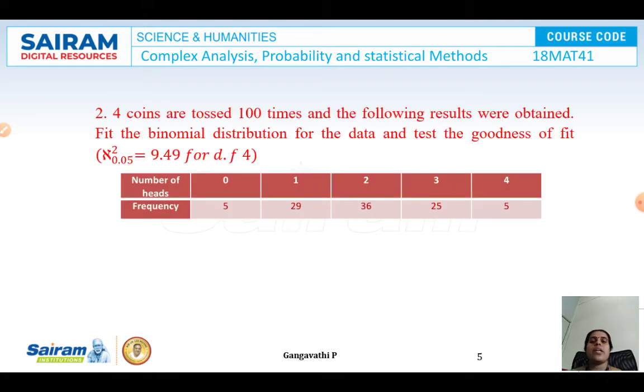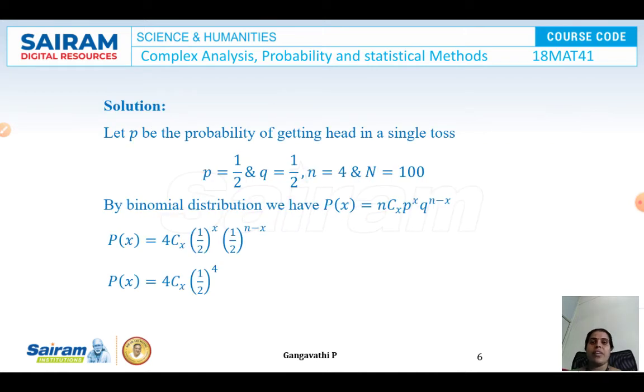Okay, let us look at another example. Four coins have been tossed 100 times and the following results were obtained. Fit the binomial distribution for the data and test the goodness of fit with the given data. Chi-square 0.05 is equal to 9.49 at degree of freedom 4. The number of heads: 0, 1, 2, 3 and 4. The frequency: 5, 29, 36, 25 and 5. So the given frequency can be treated as observed frequency and expected frequency is to be evaluated.